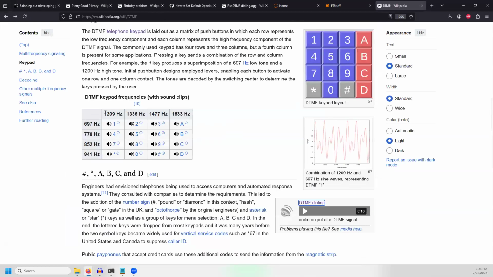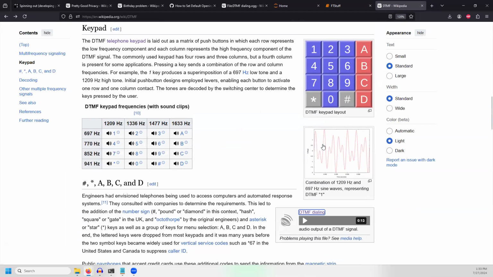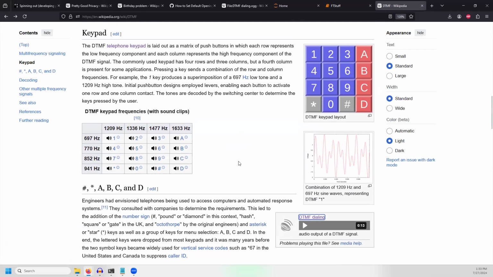But this table was a bit confusing for me to read at first until I looked to the right, of course. A combination of 1209 and 697. So this does not mean that dialing one has frequency 1209. It's a combination of maybe a linear equal weight combination of 1209 and 697.